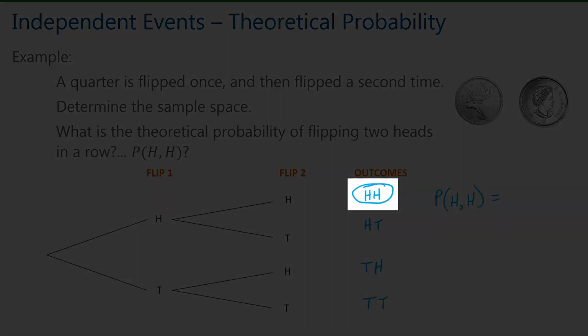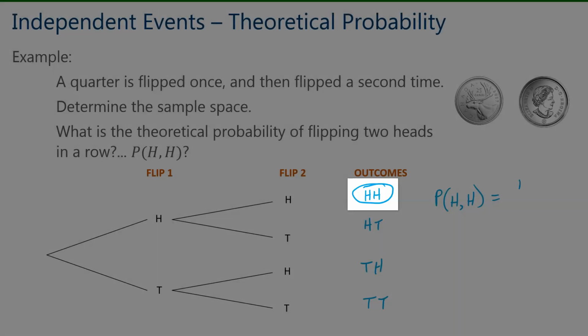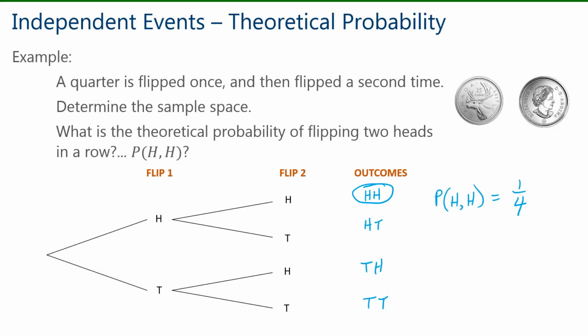Favorable, right here. Just the 1. Total number of outcomes, 4. Our probability of flipping 2 heads, 1/4. As a ratio, 1 to 4. As a decimal, 0.25, twenty-five hundredths. As a percentage, 25%. How do you know in which form to express your answer? Well, sometimes you'll be asked in the question to express it in a certain manner. If there is no form specified in the question, you can choose whatever form you want.